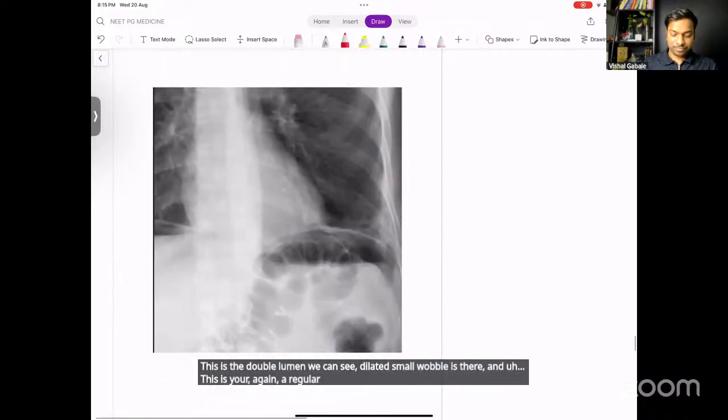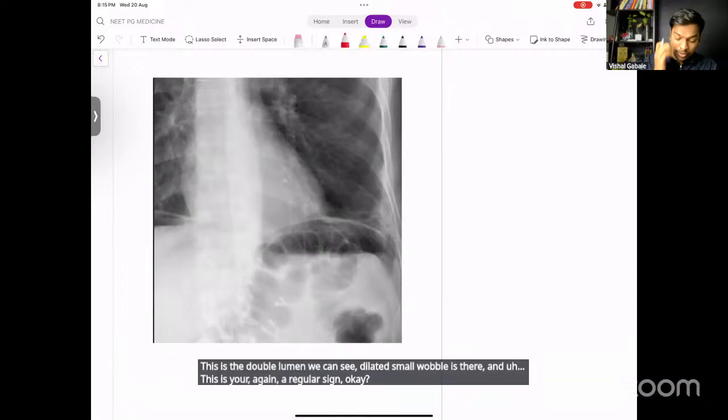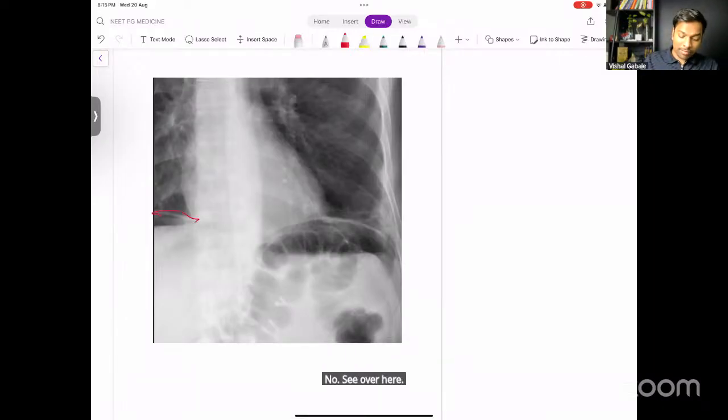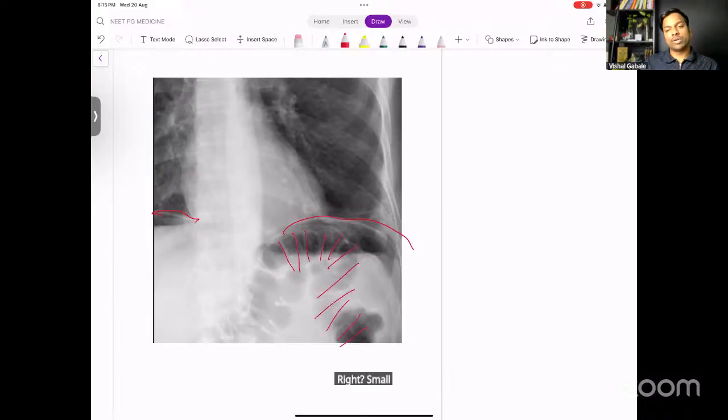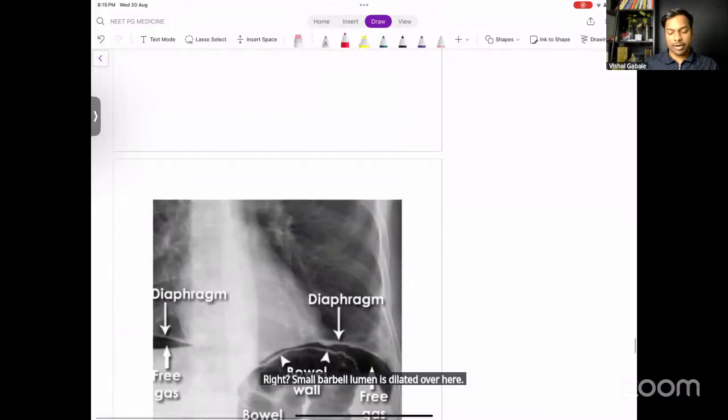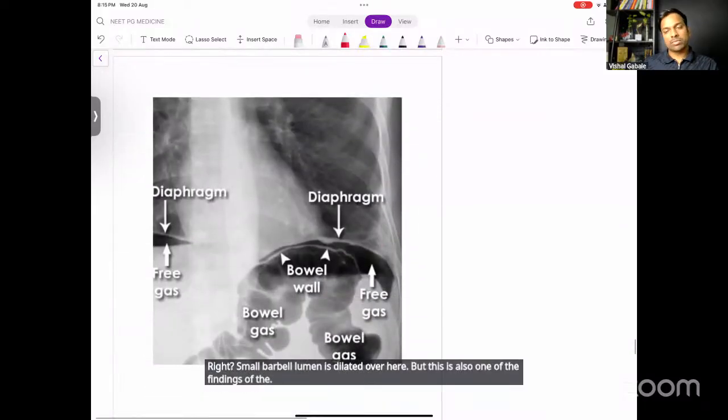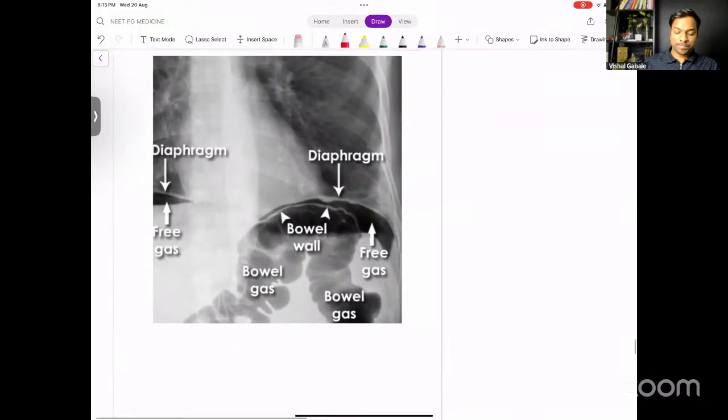Now, see over here. Air under the diaphragm is there, and dilated small bowel lumen is there. Right? The small bowel lumen is dilated over here. So this is also one of the findings of your pneumoperitoneum.